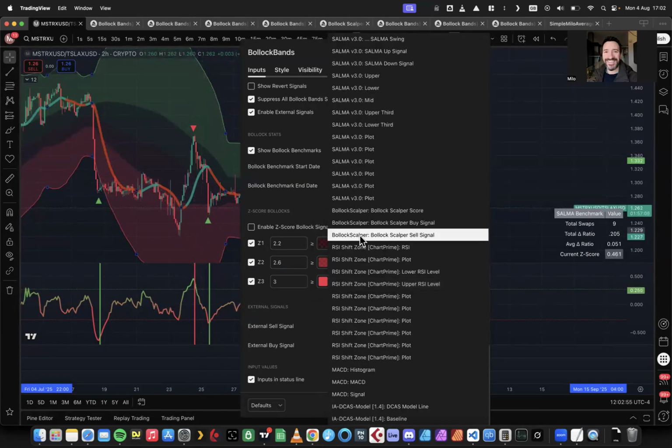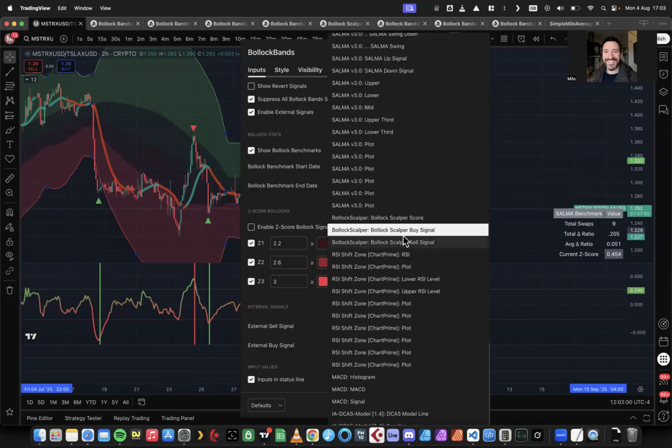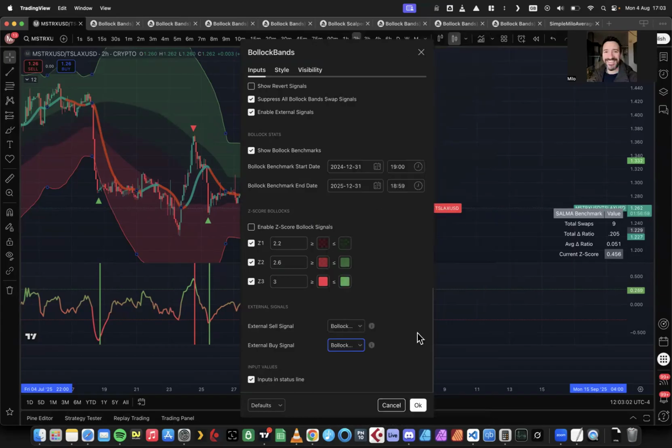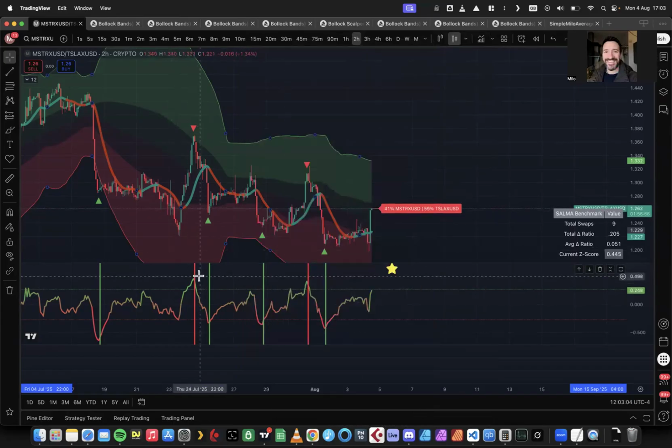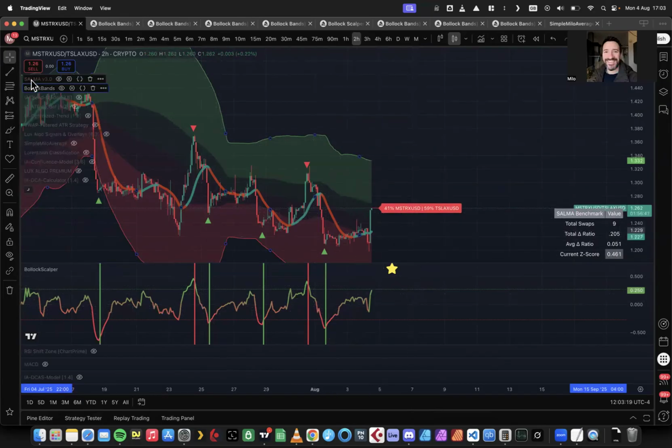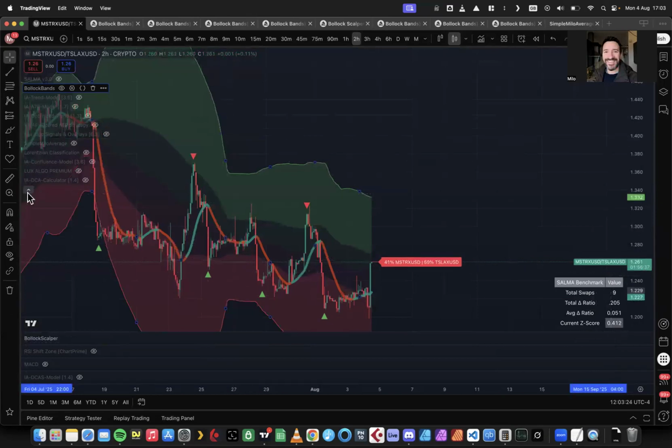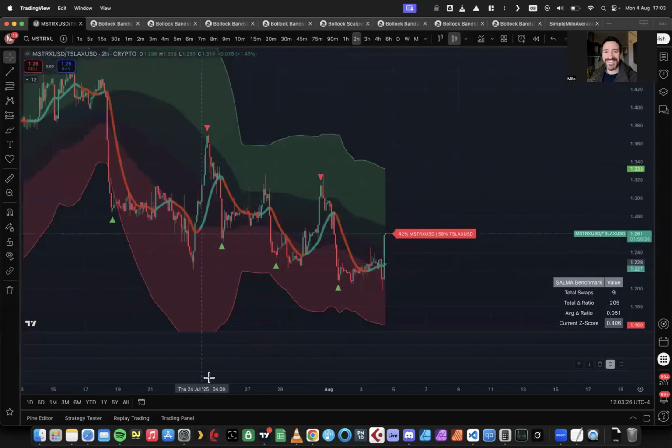But I'm using it to receive signals from Bollock Scalper. So you set the sell signal here, you set the Bollock Scalper buy signal here. And when you do that, these red and green lines, which indicate RSI and MACD thresholds, when these are fired, it will then create a triangle on the Bollock Bands main chart. So this just means you can minimize the Bollock Scalper and just look at one chart. You could ignore the second chart, basically. It makes it a bit cleaner.